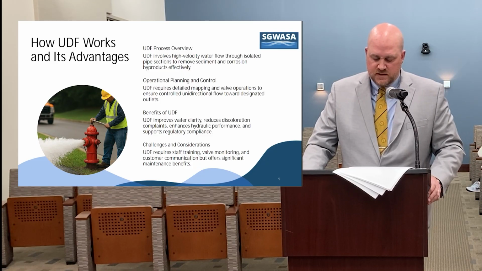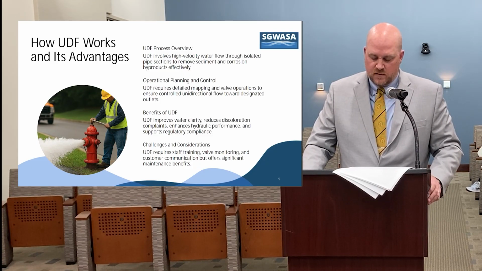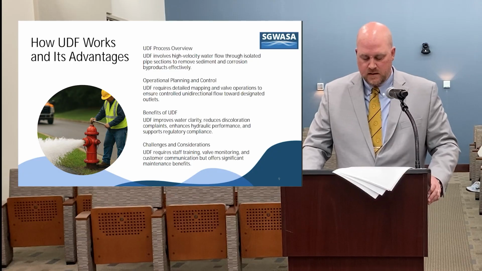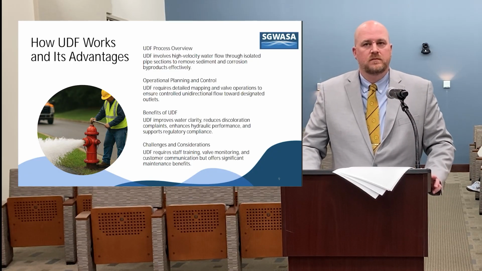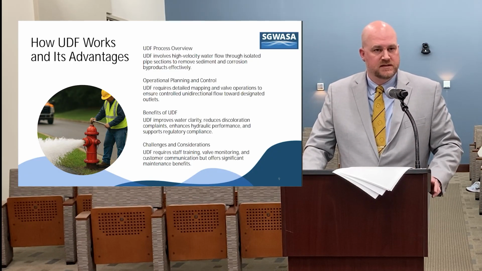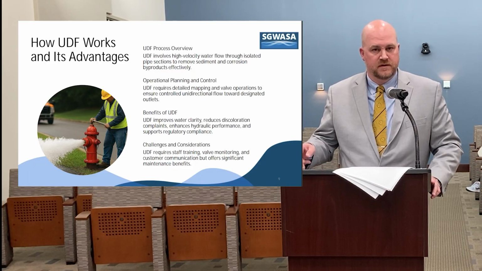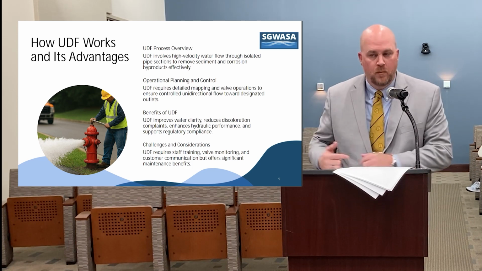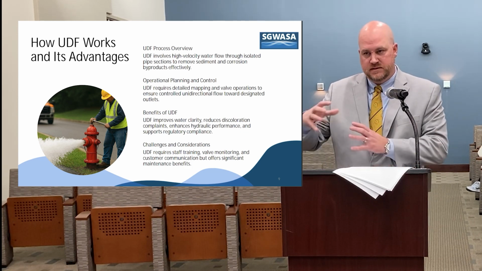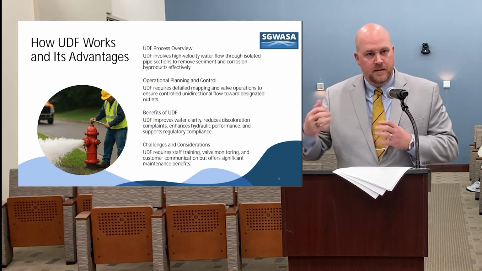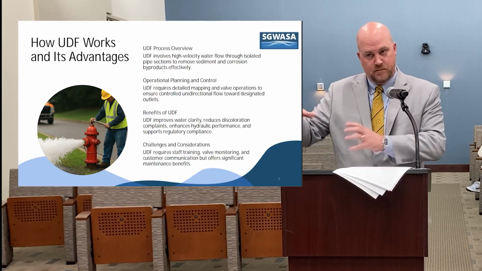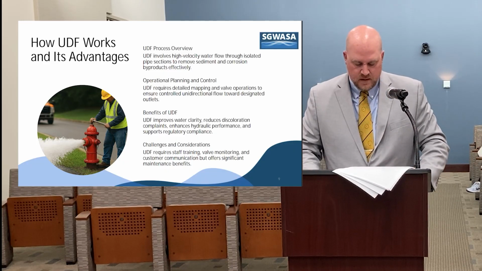So unidirectional flushing involves high velocity water flow through isolated pipe sections to remove stagnation, sediment, and corrosion byproducts effectively. Unidirectional flushing is just exactly what it sounds like. One single way of flushing. So essentially what you would do is you would close valves and force water to come one way. What it does is it pulls all the sediment to the end of the pipe and pulls it out, as opposed to bringing it through multiple sources, multiple ways, it brings it through one way.